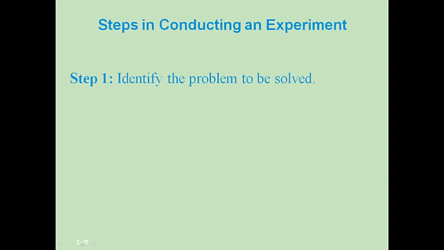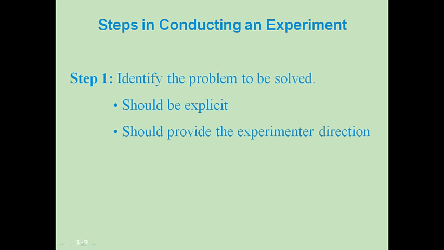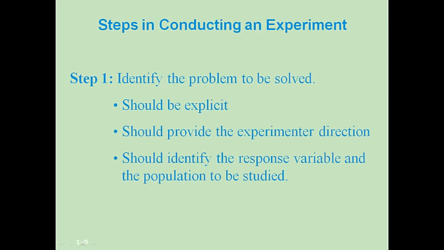The first step is to identify the problem to be solved. And here's some things that need to be true. It should be explicit and clear. Should provide the experimenter direction. It needs to also identify the response variable and the population to be studied. And then often the statement is referred to as the claim.